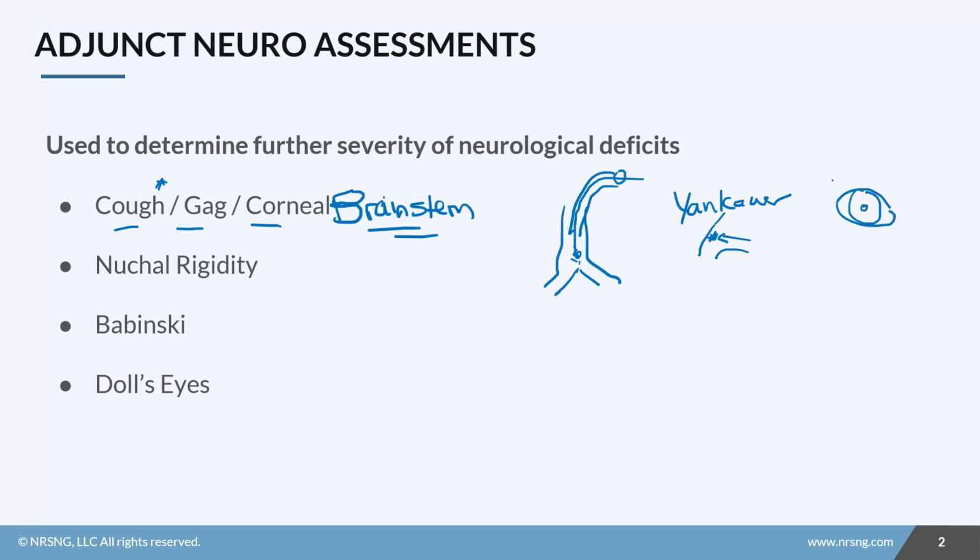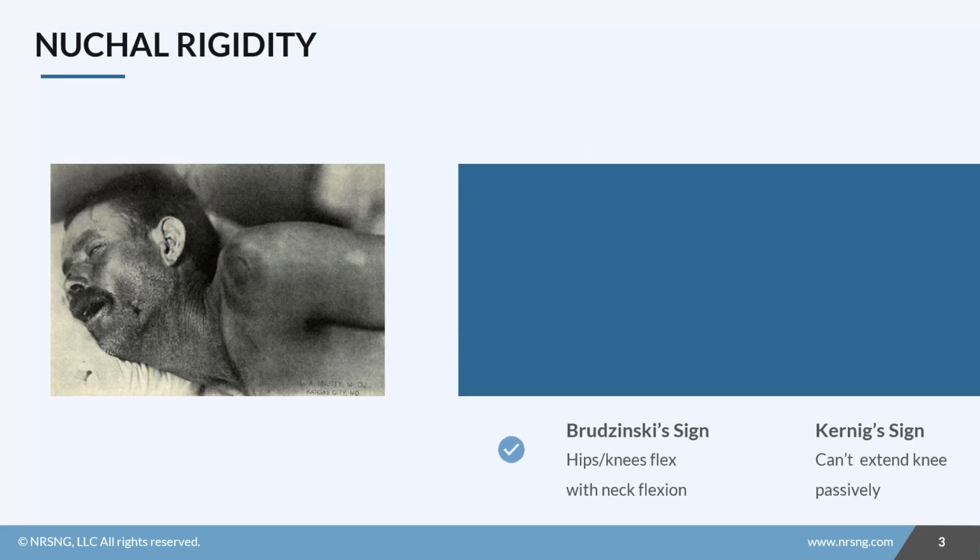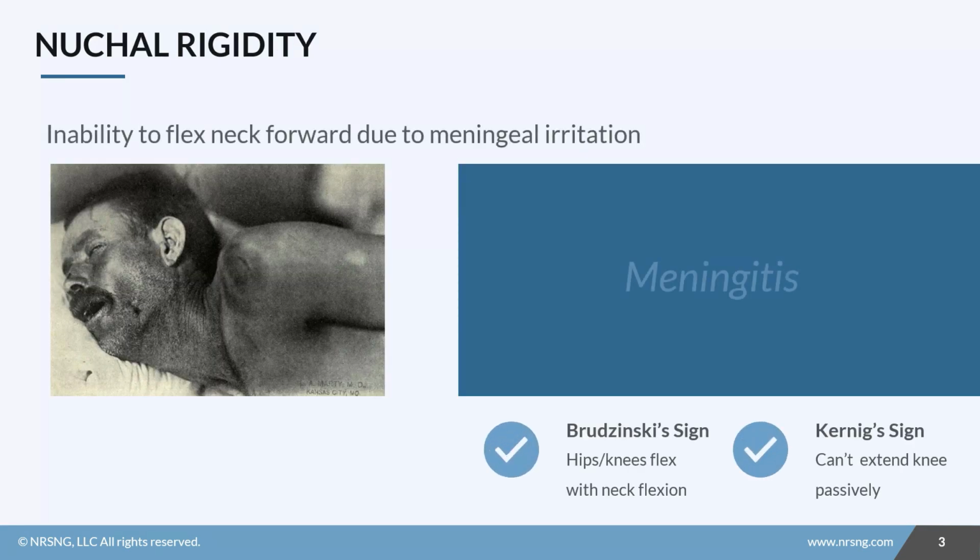So what you'll do is you'll take a wisp of a cotton swab or the end of a cotton-tipped applicator, and you'll just lightly touch it to their cornea, and they should blink. If they don't blink, that is a bad sign. Now, the other three assessments that we're going to look at quickly are nuchal rigidity, Babinski's reflex, and doll's eyes. So when we talk about nuchal rigidity, we're usually looking at meningitis.